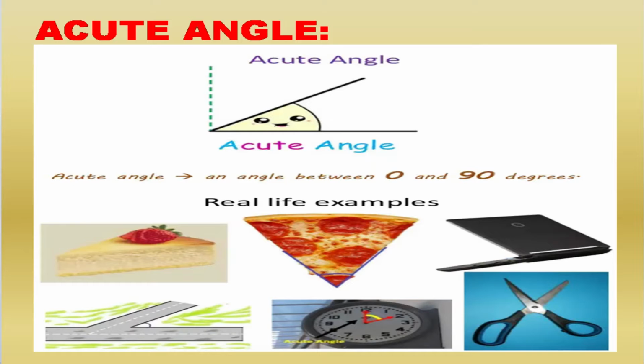The first angle that you are going to learn today is acute angle. An acute angle is an angle having a measure between 0 and 90 degree. You can see some examples on your screen of objects forming an acute angle. Remember, the measure of an acute angle will be between 0 and 90 degree.